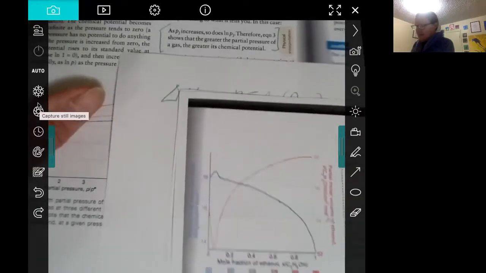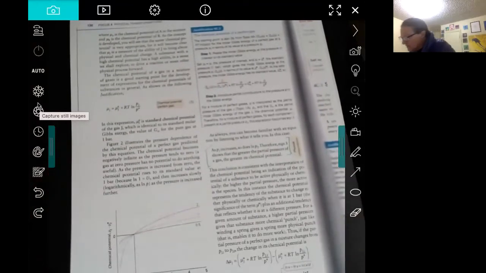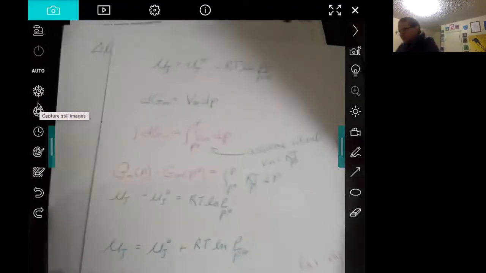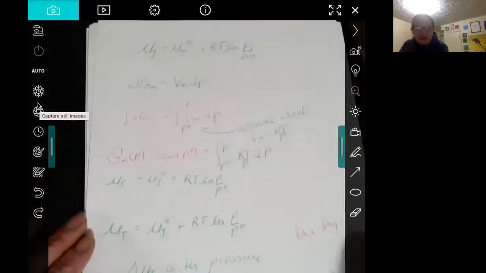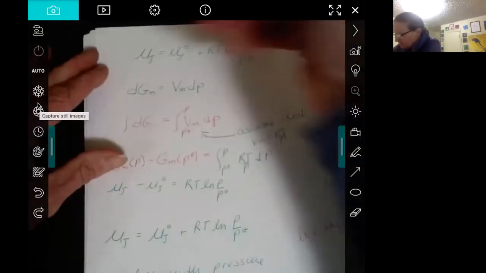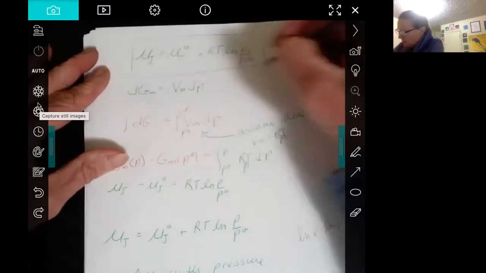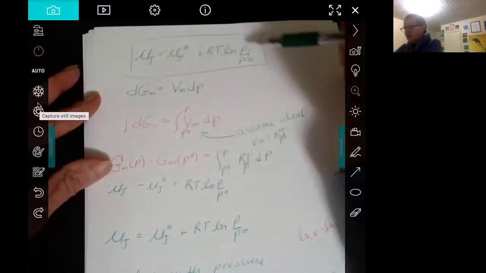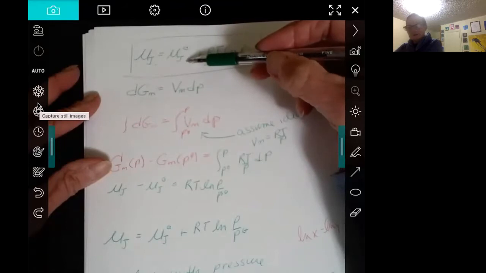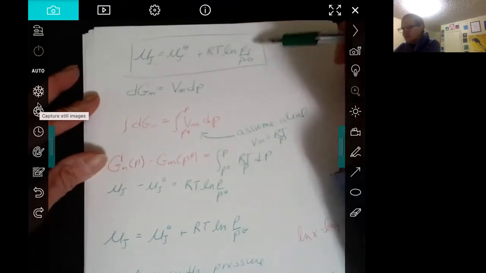We essentially want to derive this equation because we want to know how chemical potential changes with the change in pressure. So equation number 3. In order to derive that, here's the equation we're trying to derive: how the chemical potential of any one component changes from what its value would be at your standard state pressure to a new pressure.